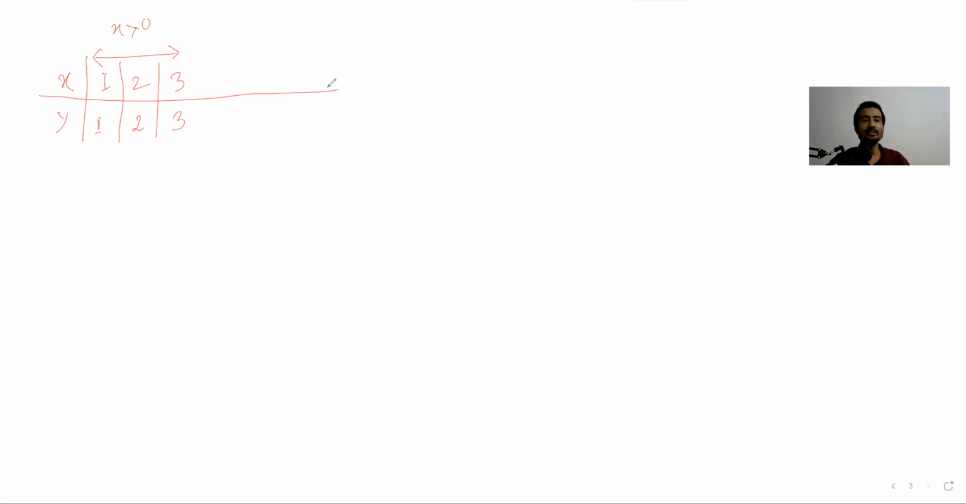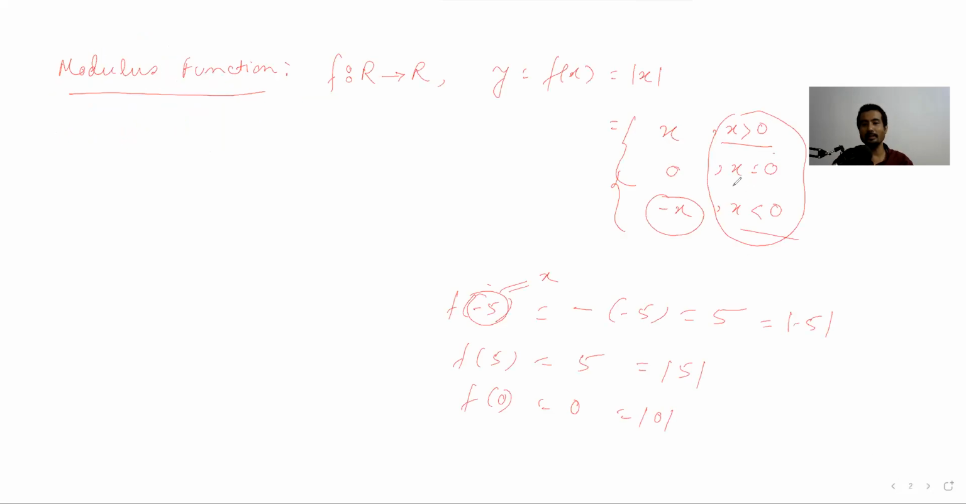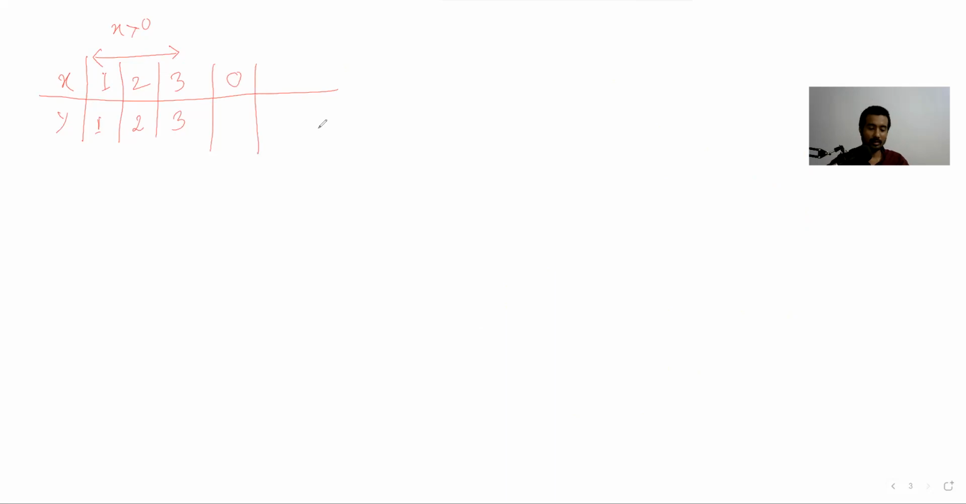Then you go to the next condition, what will happen if I take x equal to 0. You can look at the middle of the definition, 3 conditions. This is the middle. In the middle, if x equal to 0, what should be the image of modulus x? It is 0. Okay? So let us take here 0. What will happen to this y? This will be equal to 0.